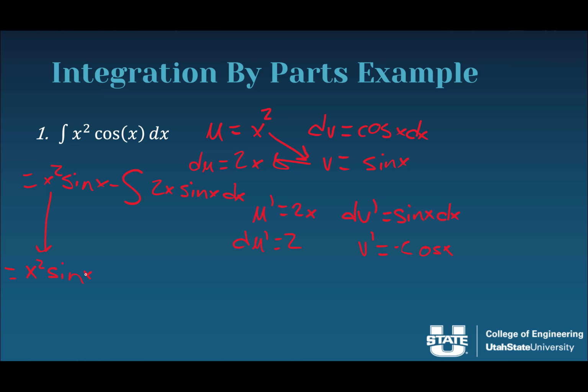And keeping track of these negative signs is a spot where a lot of people make mistakes. So I like to leave everything in brackets and parentheses until the very end. So it's going to be minus negative 2x cosine of x minus the integral of negative 2 cosine of x dx.